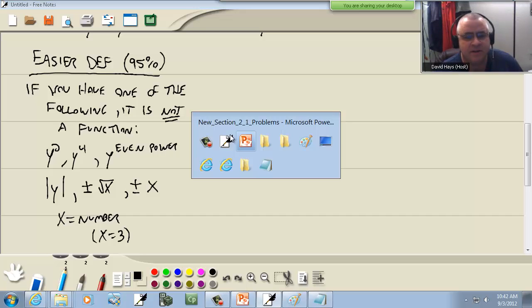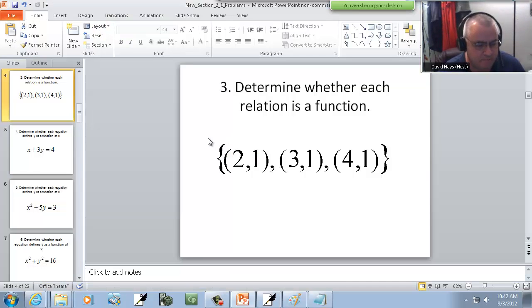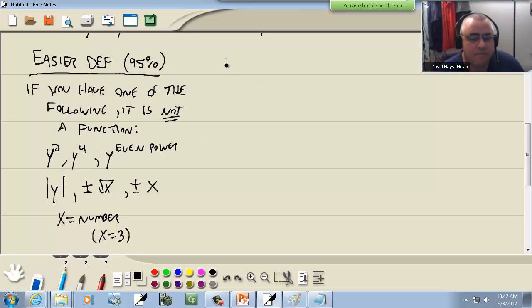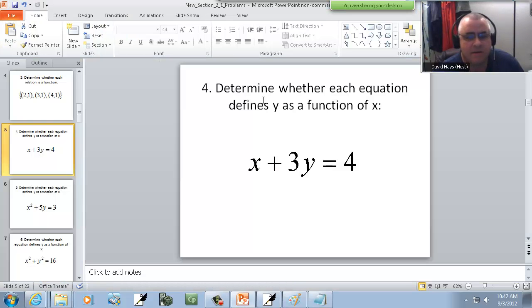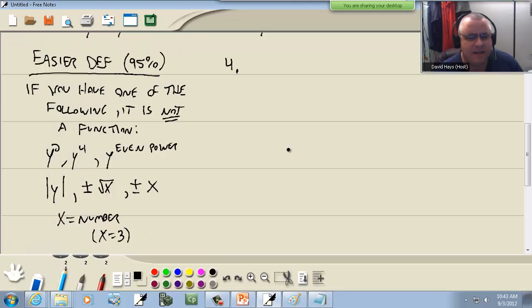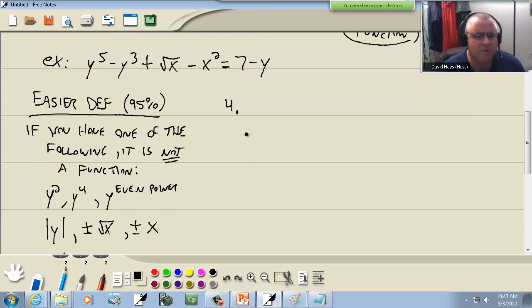Okay, let's use this definition to work some problems now. Number 4 says determine whether each equation defines y as a function of x. Actually, before I do that, let's go back up to our hard problem here. The question is if this is a function or not. Well, we have y to the fifth power, y to the third. That's okay. We can't have y to an even power. We have a square root of x. That's okay. We just can't have that plus or minus symbol before the square root of x. X to an even power, we didn't say anything. And y to the first, we're fine. So this would be a function.